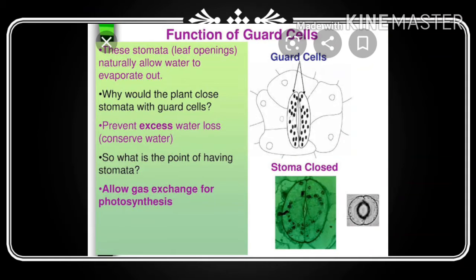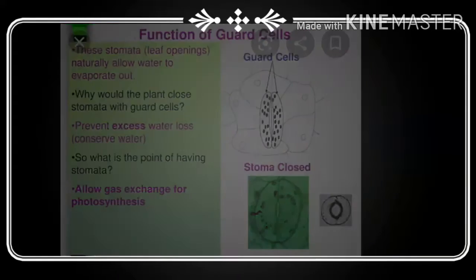Now can you tell me what is the function of the guard cell? Okay, I'm telling you. Well, they are cells which surround each stomata. They regulate the rate of transpiration by opening and closing of the stomata.